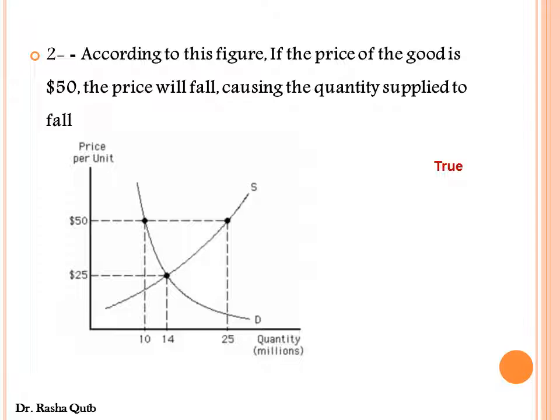This excess supply would put downward pressure on the price to decrease in order to restore equilibrium at price equal 25 and the equilibrium quantity would be 14 units. So if the price of the good is above the equilibrium price, this would put downward pressure on the price till we reach the equilibrium.